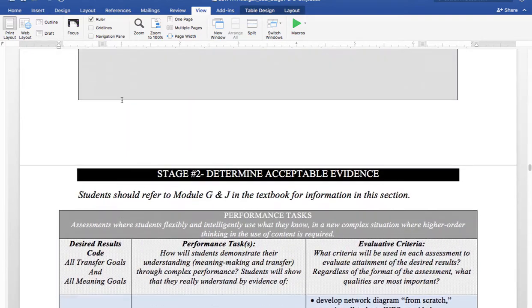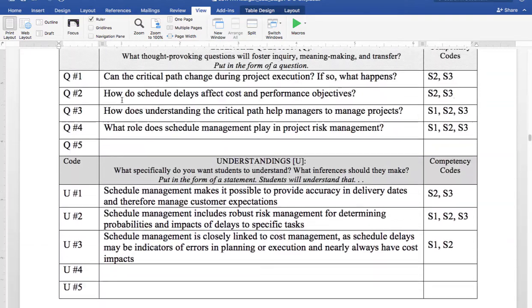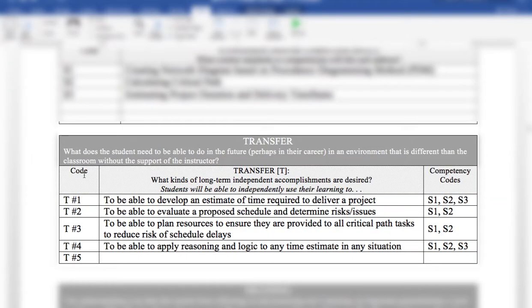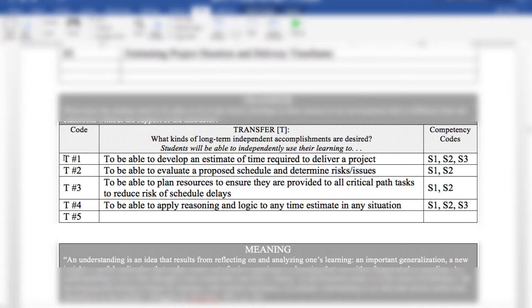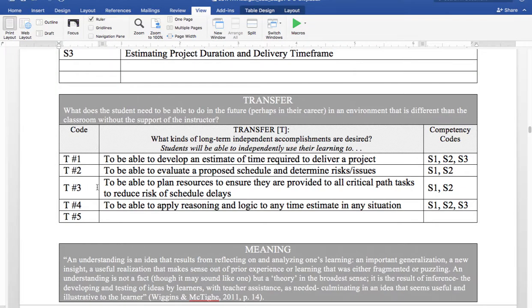So going back to the desired results code, these are the transfer goals and meaning goals from stage 1. So as we go back and look at stage 1, here are the transfer goals. Note again T1, 2, 3, and 4. And here were the goals that we had established to be able to develop an estimate of time required to deliver a project, as well as these three others. Bearing in mind that these all, again, mapped back to specific competencies that we were trying to achieve. The key to all of this process is alignment between all of these different stages to ensure that we are, in fact, teaching to the objectives and the learning objectives that we're trying to achieve.